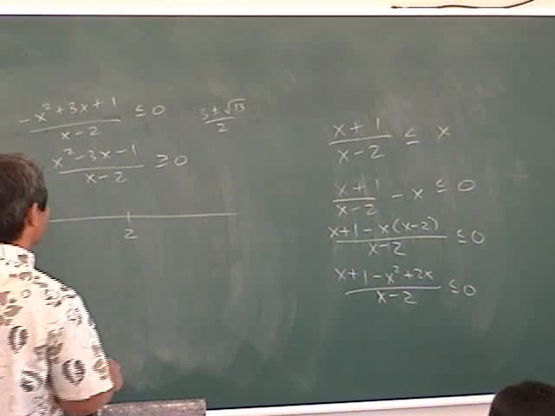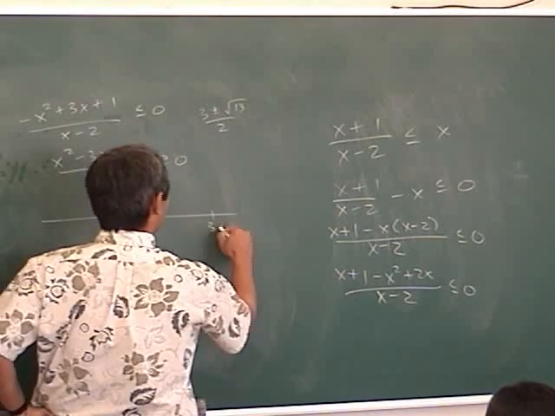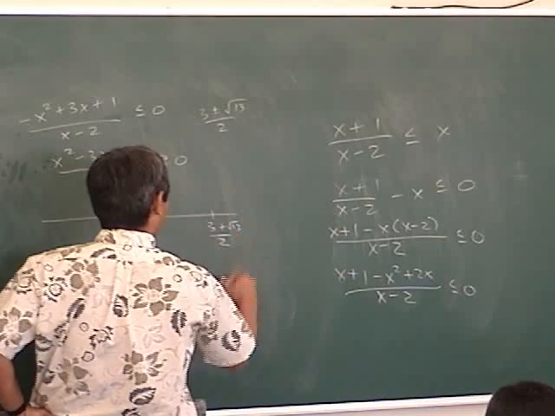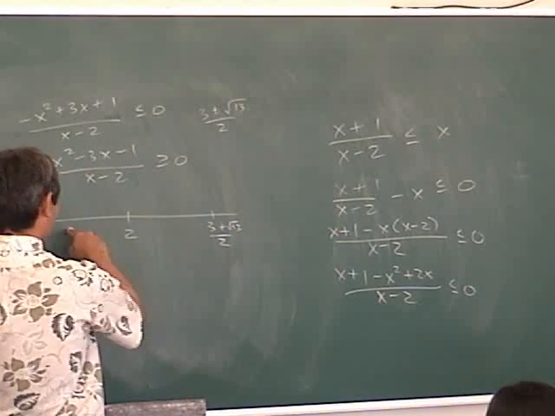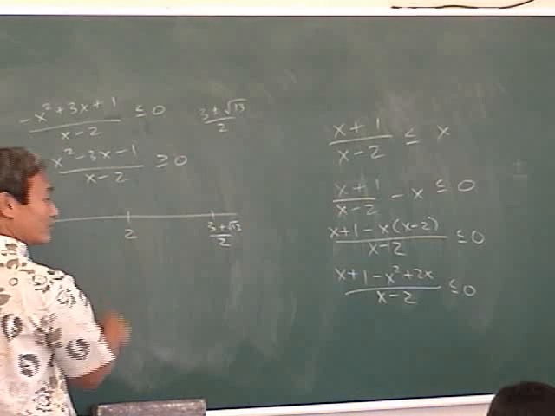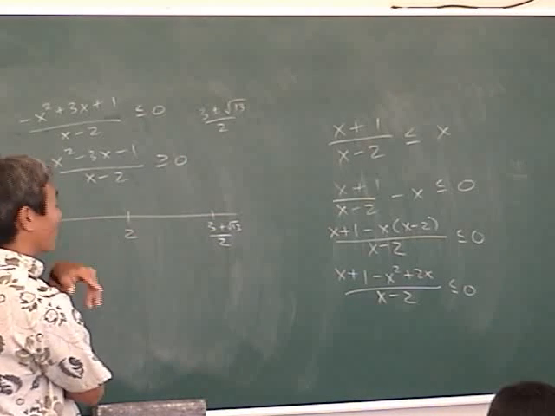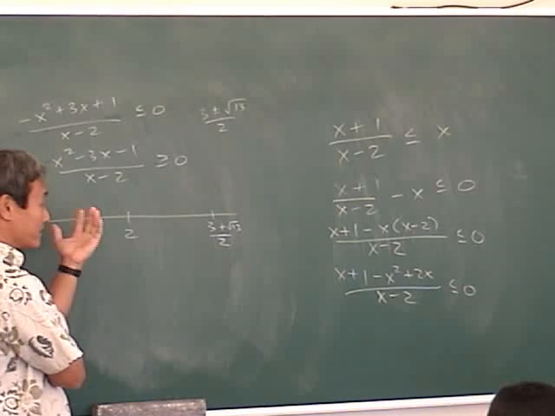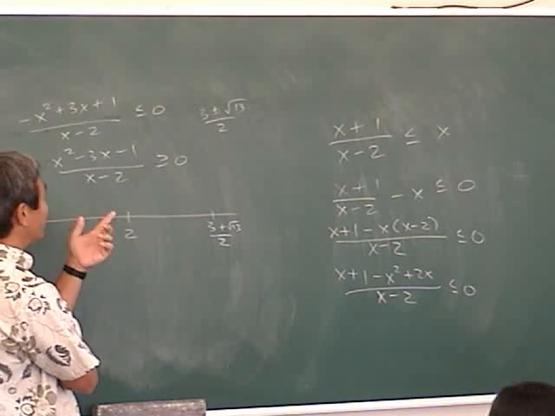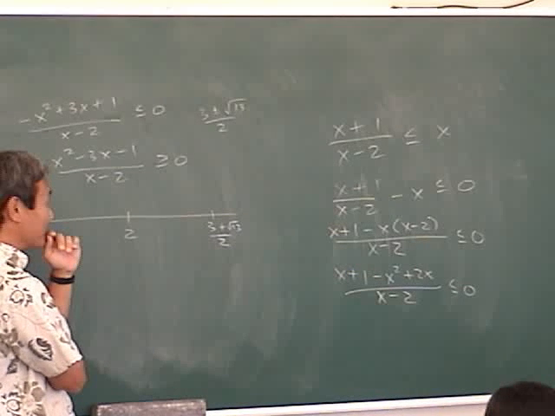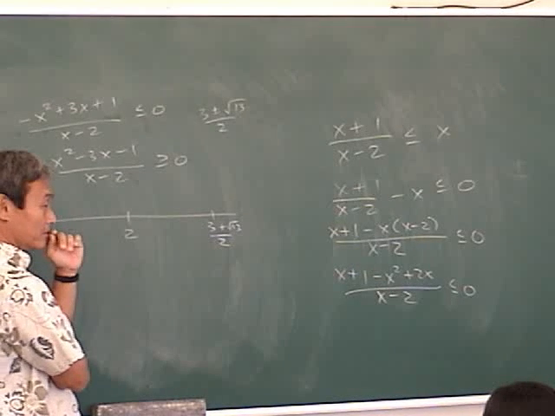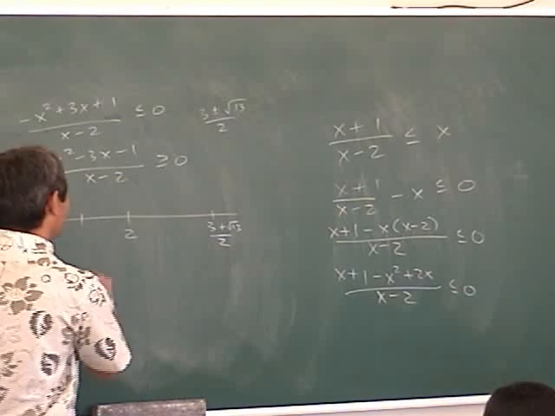Did you do that correctly? Of course, I'm the teacher. So 3 plus root 13 over 2. Okay, now, where do I put 3 minus root 13 over 2? Is it over here or over here? Is it bigger than 2 or smaller than 2? Well, what is root 13? 3 point something? What is 3 minus 3 point something? Negative point something divided by 2. I think it's over here then, yeah?